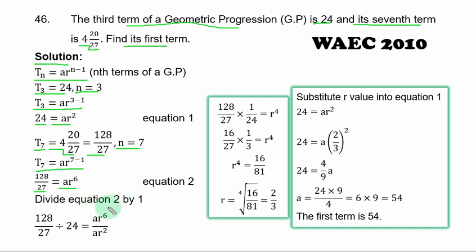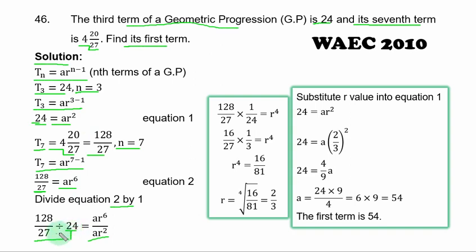Divide equation 2 by equation 1. You do that side by side. This is the first side of equation 2, divide by 24. You have it in this form. Then you divide a r to the power 6 by a r squared. You have this result. This can be written as over 1.